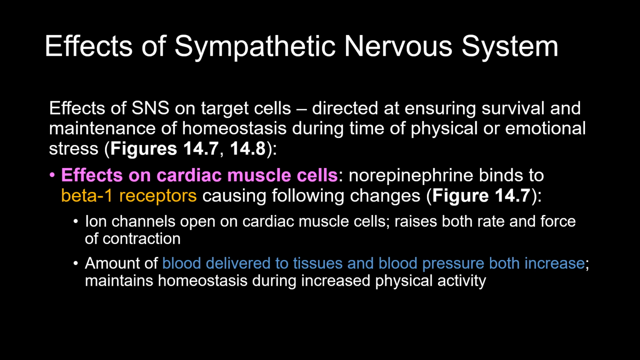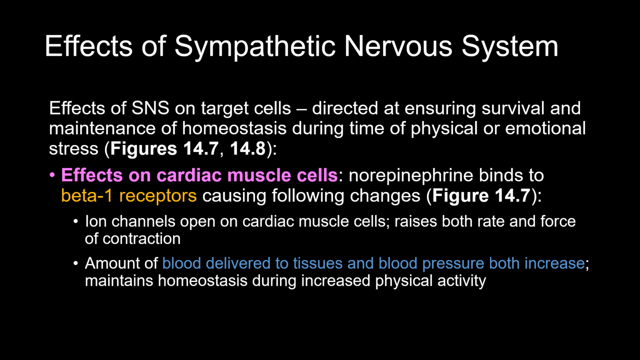Each of these situations will trigger a release of norepinephrine, epinephrine, and acetylcholine from either the pre- or postganglionic sympathetic neurons, which will then in turn trigger changes in the cells of target organs and tissues. And you're going to see various effects on different types of tissues.